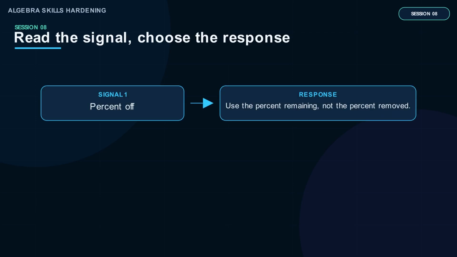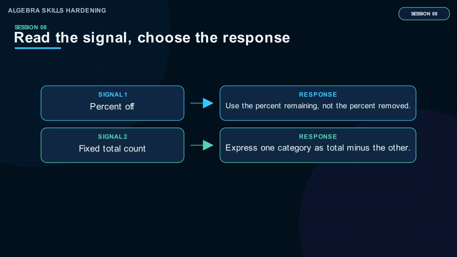Signal 1 is % off. Respond by remembering: use the % remaining, not the % removed. Name the response before calculating. Signal 2 is fixed total count. In that case, express one category as total minus the other. The form tells you which tool fits.